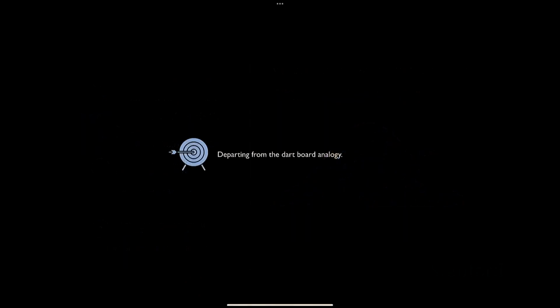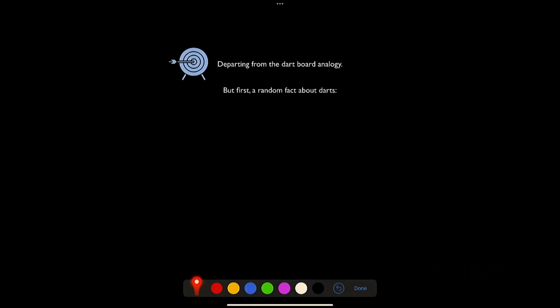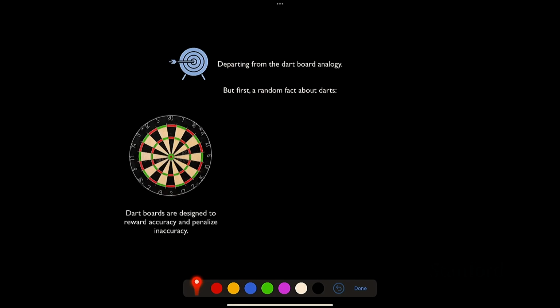Awesome. Okay. So we're going to depart from this dartboard analogy now and talk about more generally what rejection sampling looks like. But before we do that, I just want to give you a random fact about darts. Maybe you already know this, but I didn't know this until I looked it up. It turns out dartboards are designed to specifically reward accuracy and penalize inaccuracy. For example, the 20, which is the highest value you can get, is up here, and it's next to 1 and 5. So if you're aiming for the 20, you'll be in good shape if you're super accurate, but if you're a little bit inaccurate, you might really lose out and get 1 instead.